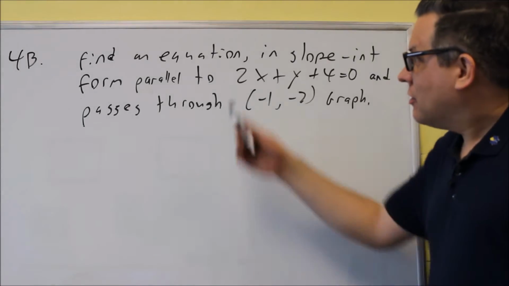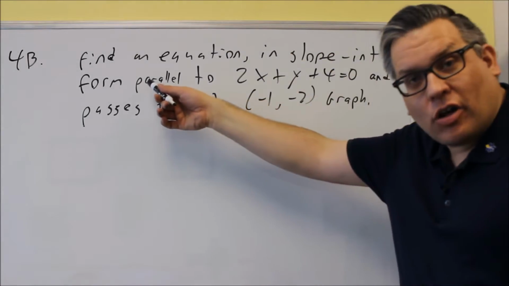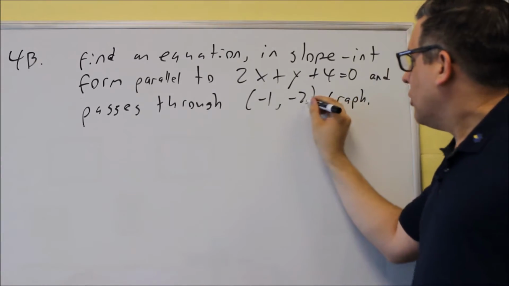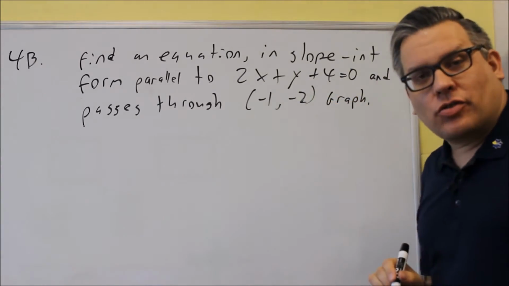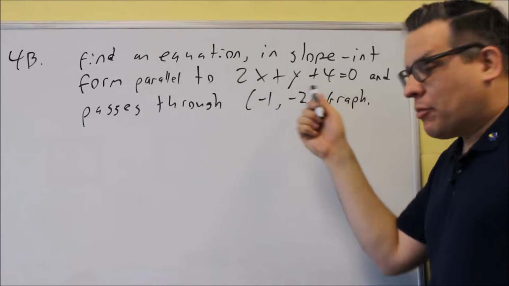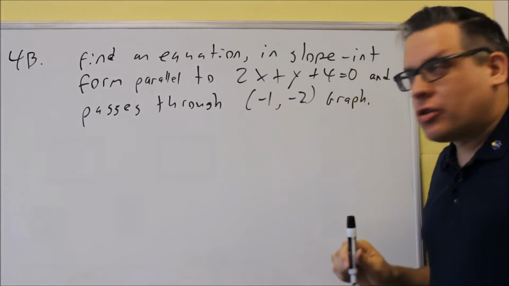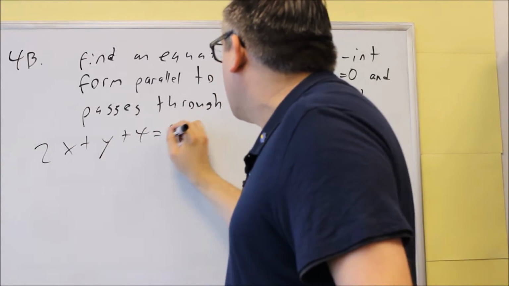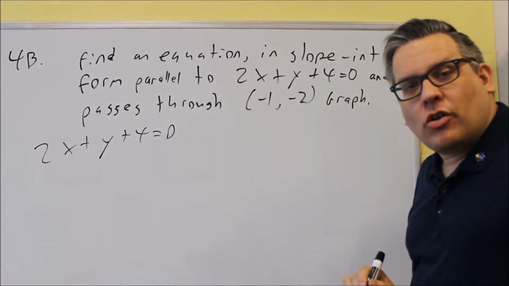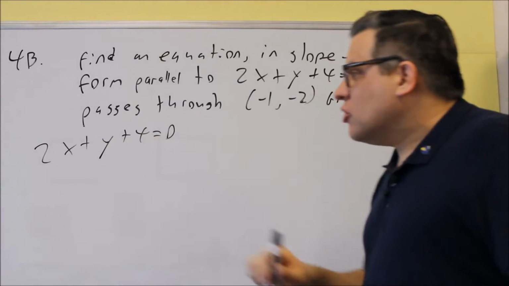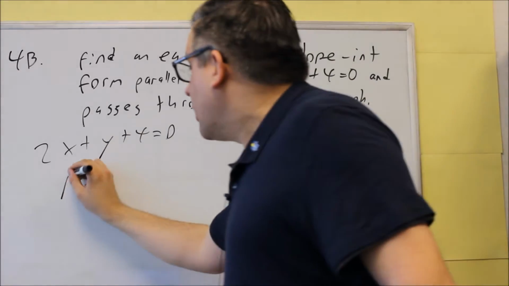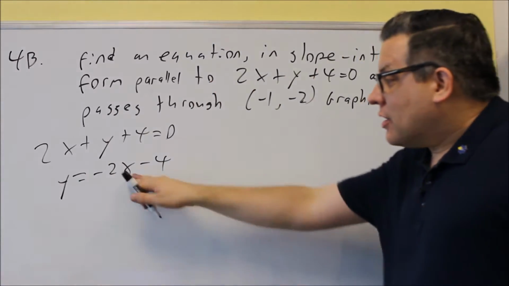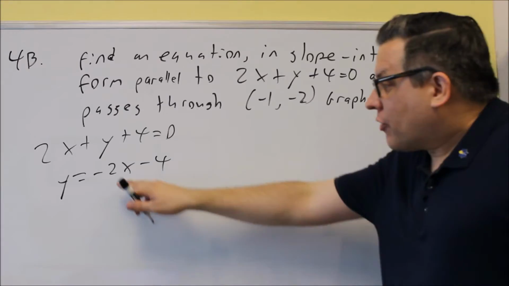Okay, for B, we got the equation. It says parallel now, parallel to that original line, and it's got to go through the point here, -1, -2. So, like before, we need to first start with the original line, so the 2x plus y plus 4 equals 0. We want to solve that one for y. So we just have to move over the 2x and the 4. So if we move that over, we'll get -2x minus 4. And so now that's in the correct format.